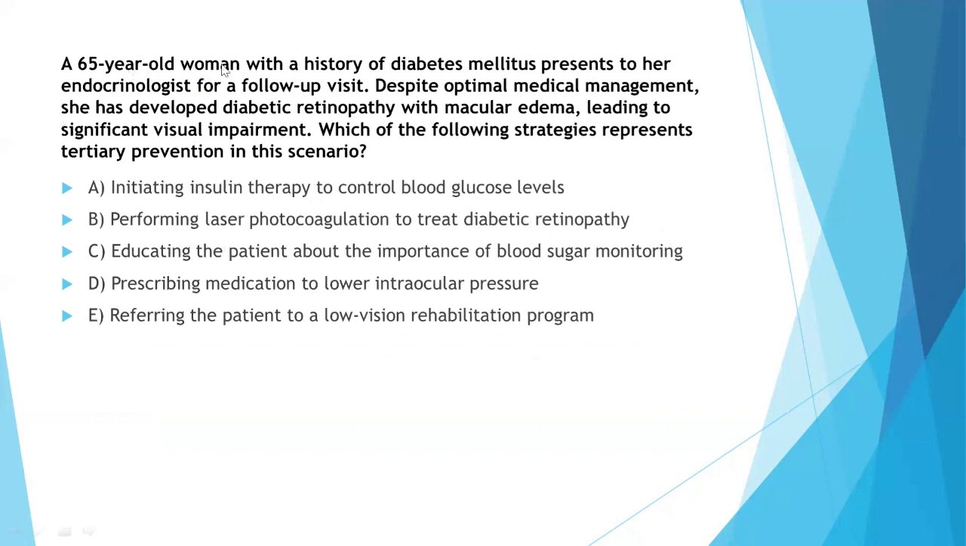So, a 65-year-old woman with a history of diabetes mellitus presents to her endocrinologist for a follow-up visit. Despite optimal medical management, she has developed diabetic retinopathy with macular edema, leading to significant visual impairment. Which of the following strategies represents tertiary prevention in this scenario? Initiating insulin therapy to control blood glucose level, performing laser photocoagulation to treat diabetic retinopathy, educating the patient about the importance of blood sugar monitoring, prescribing medication to lower intraocular pressure, or referring the patient to a low vision rehabilitation program.